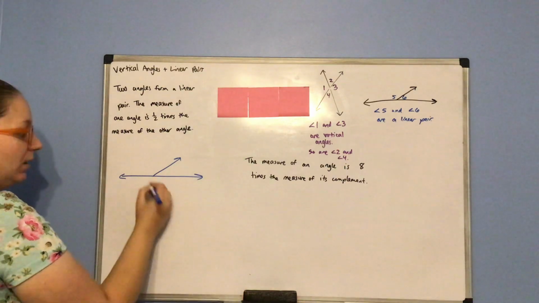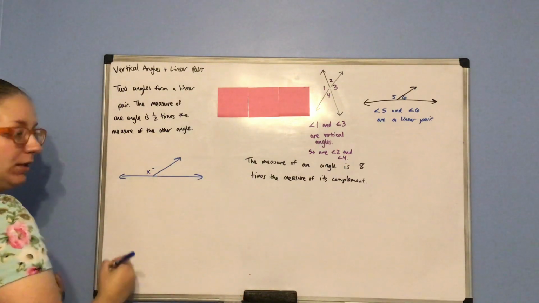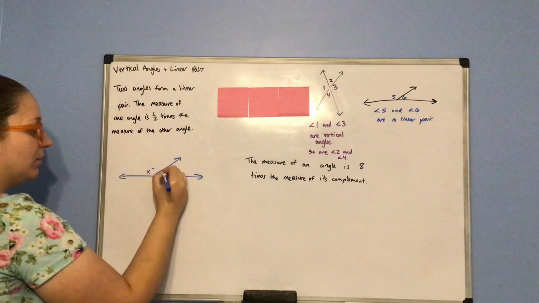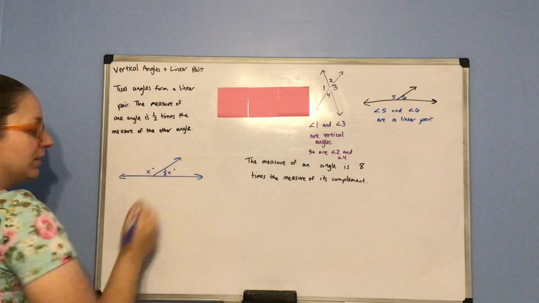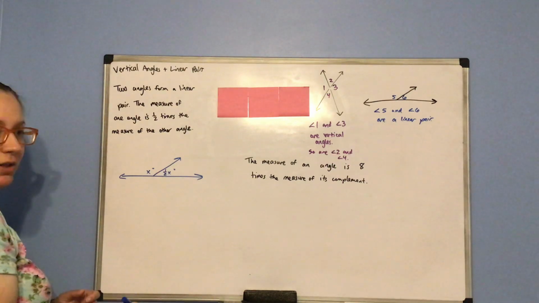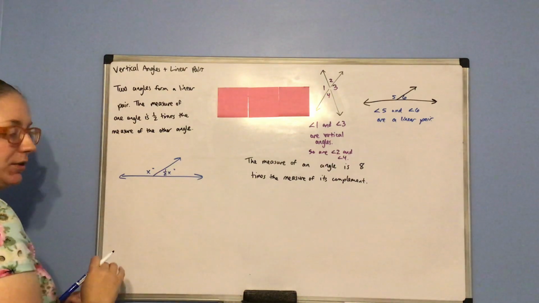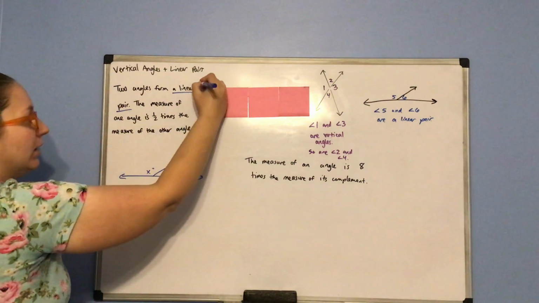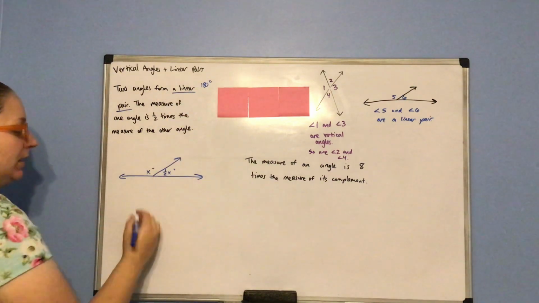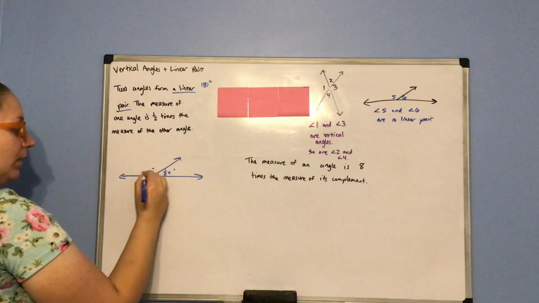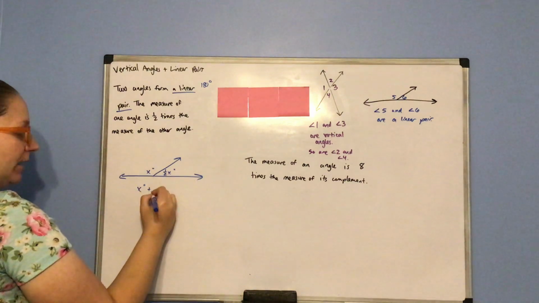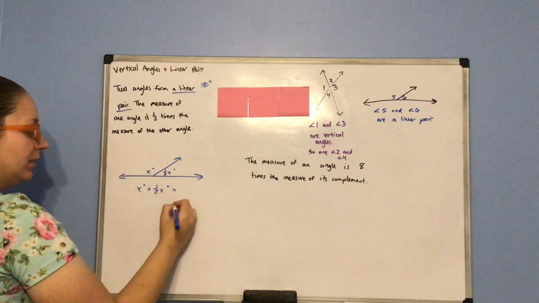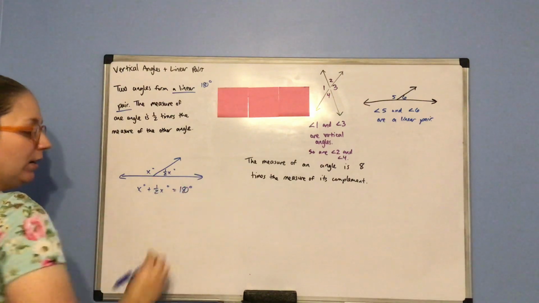So what we can do is we can call the bigger angle x degrees, then the smaller angle is 1/2 of that, so we can call that 1/2 x. Our goal here is to find the measures of both angles. Since they form a linear pair, we know that they're going to add up to 180 degrees. So whatever the measure of this angle is, so x degrees, plus this angle, which is 1/2 x degrees, is going to add up to 180 degrees.